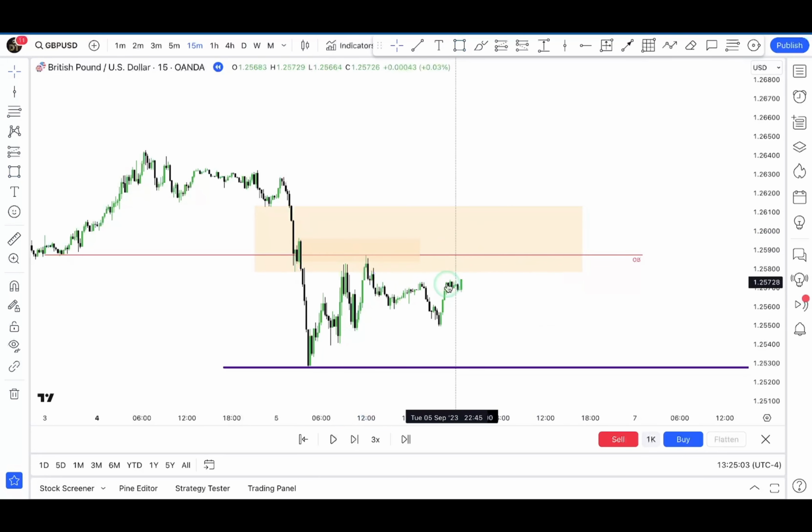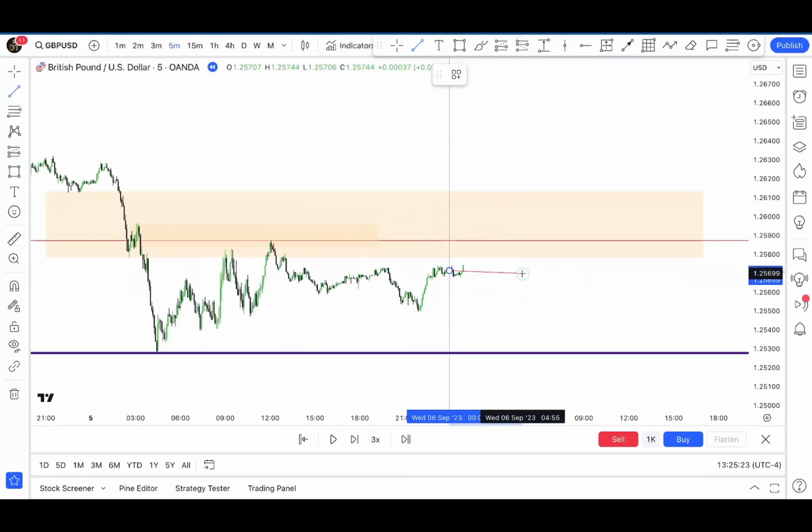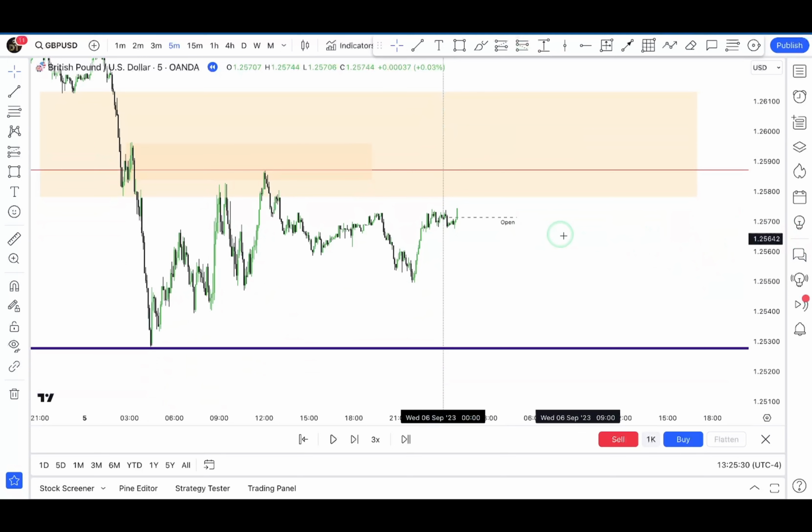Let's see, we want that accumulation. It's right here. And we want that manipulation to the upside and then look for a market structure shift towards our target. And let's mark out the open as well. And preferably, we want to sell above the open.